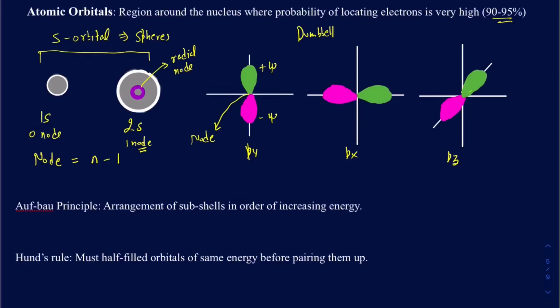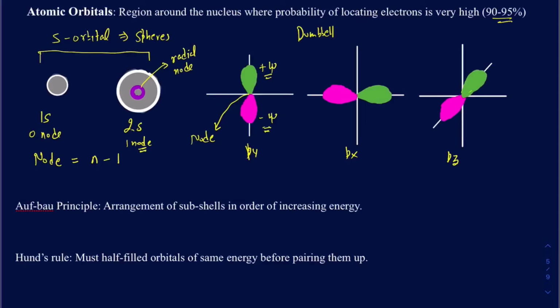You have 2 sides of these lobes where you just randomly call the top one positive and the bottom one negative. That doesn't necessarily mean you have negative probability of finding the electron on the bottom. It's just the orientation. Just like in a wave, you have the crest, which is the positive side, and the trough, which is the negative side. Same story, you have the positive side and the negative side.